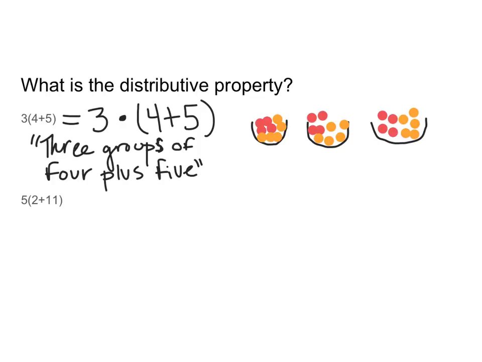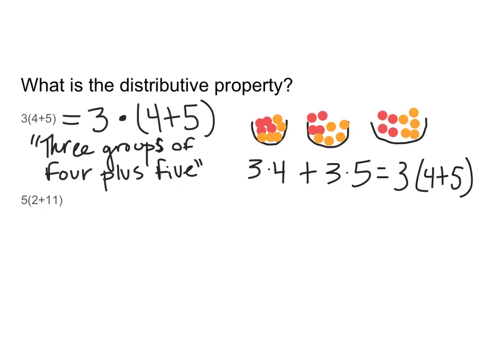If we think about it with the fruit example, we can see that this is like saying there's 3 times 4, that's the number of apples, plus 3 times 5, that's the number of oranges. And that's equivalent to what we started with, 3 times 4 plus 5. So that's all the distributive property is. It's showing that when you do that multiplication with parentheses, it's the same as multiplying the individual pieces.